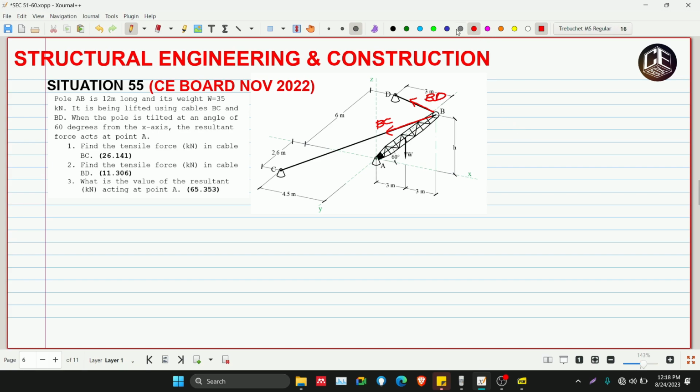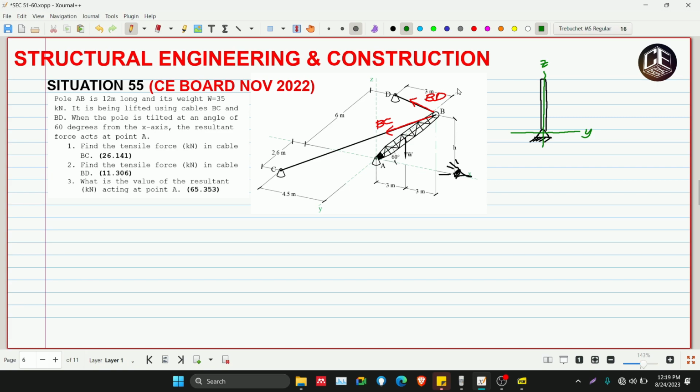Ngayon, kapag nakaharap tayo rito, mapapansin natin na parang straight lamang yung ating pole AB. Ang makikita na lang natin dito is yung Z and Y axis. Isa pa pala, ang practice kasi natin kapag 3D, yung mga forces natin is kinukuha na natin ng coordinates. So, kunin natin yung BC and BD.